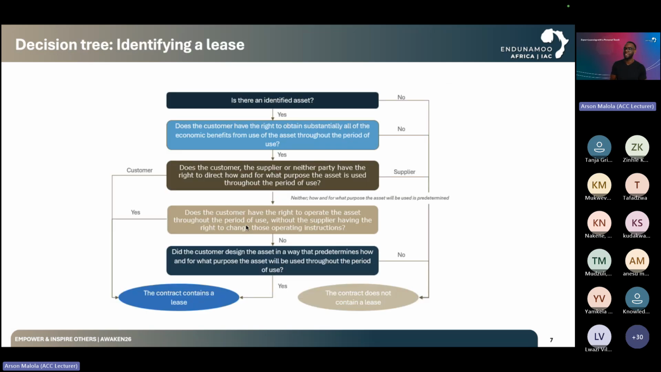I'm not going to work through this decision tree. It is in your standard, right? So it's another quick and easy way to ensure that you are touching on the right pieces in your discussion, and then following down the decision tree in terms of who has the right to direct the how and for what purpose. Sorry, the use throughout the period of the contract, whether it's a customer, supplier, or no one.